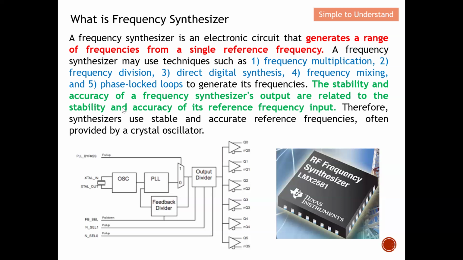So therefore, synthesizers use a stable and accurate reference frequency. Often that is produced by a crystal oscillator. So we know that crystal oscillators are very stable and very accurate. The tolerance is very little. So therefore, this crystal oscillator can be a very good device to generate a single reference frequency for a frequency synthesizer.